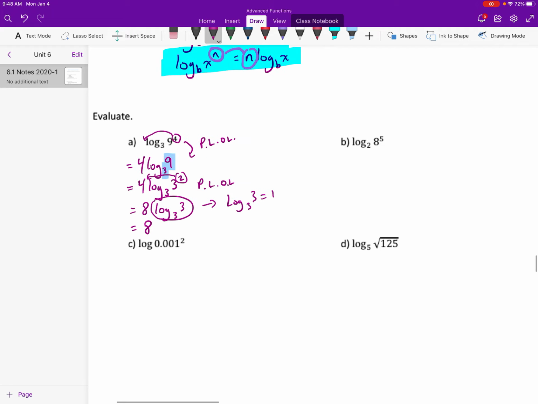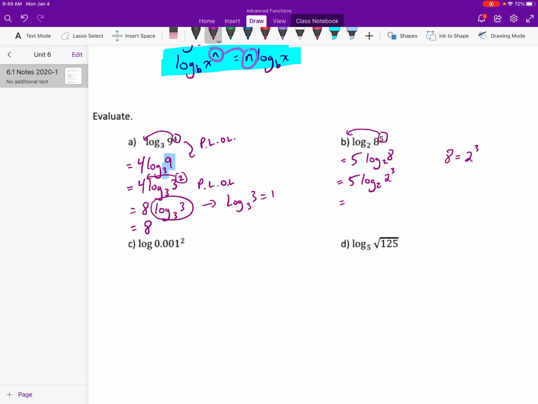Okay, let's try another one of these. So again, power law of logarithms means move it out in front. So we get 5 log 8 with a base of 2. Again, we're going to try and write the 8 there in terms of 2 to the power of something. Well, 8 equals 2 to the power of 3. So we're going to write down 3 here.